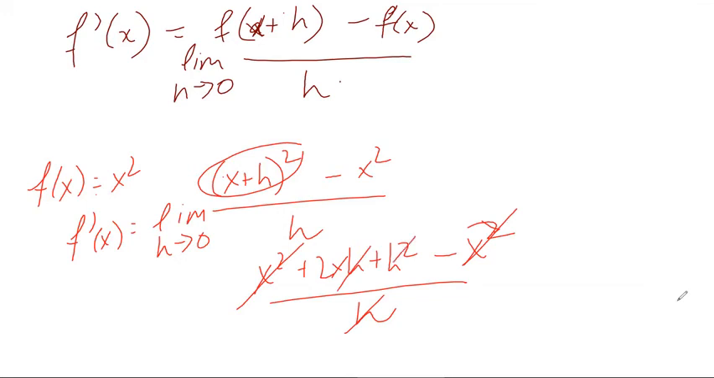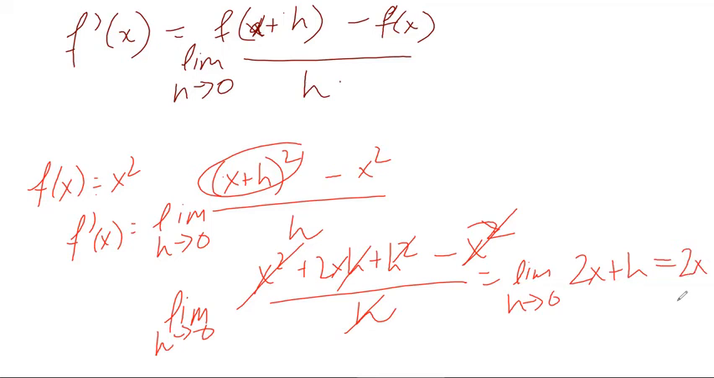And now you're left with the limit as h approaches 0 of 2x plus h, which is just equal to 2x, because when you plug in 0 for h, you get 2x.